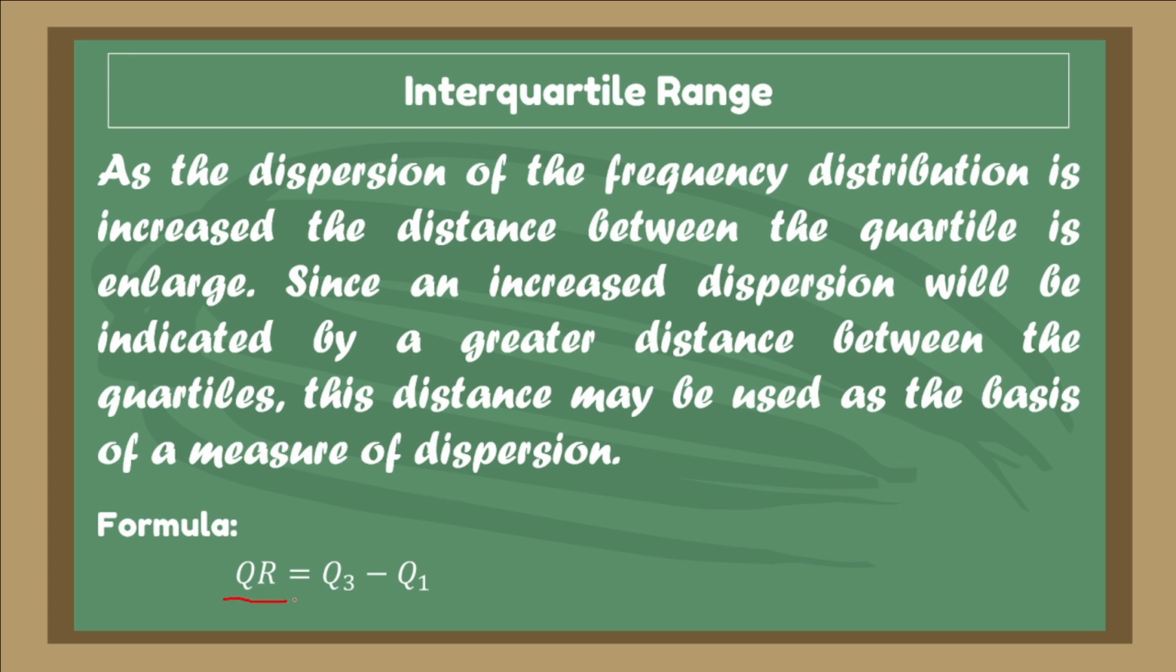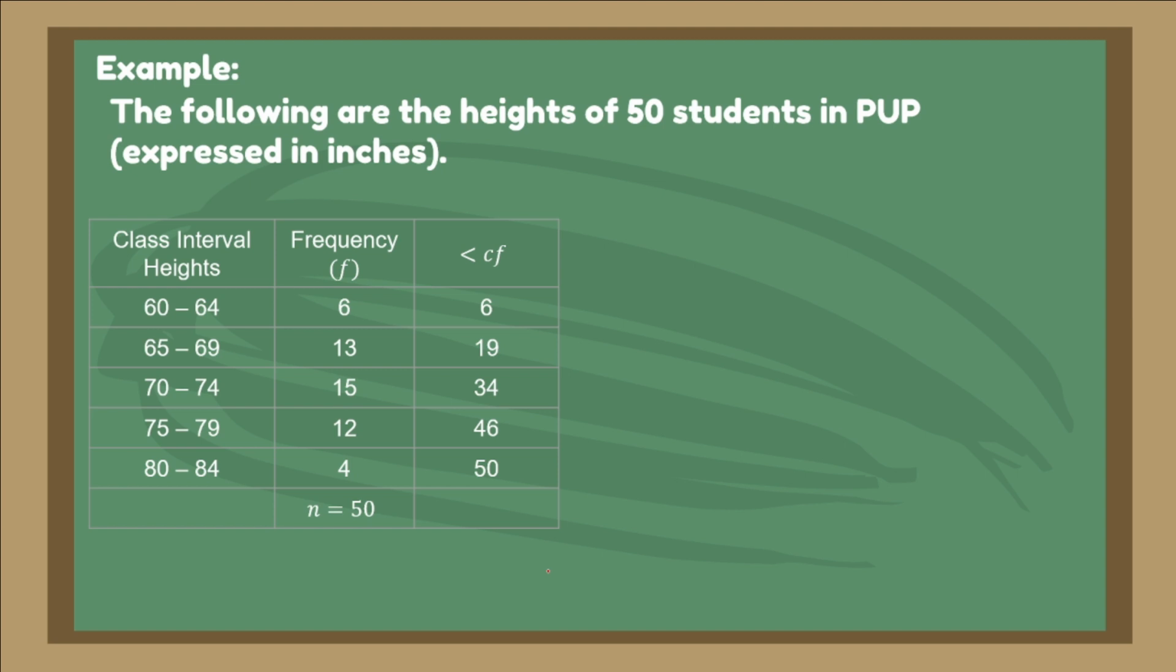So this is the formula for interquartile range. That means we are going to solve for quartile 3 and quartile 1, then subtract quartile 1 from quartile 3. Okay, let us have an example.